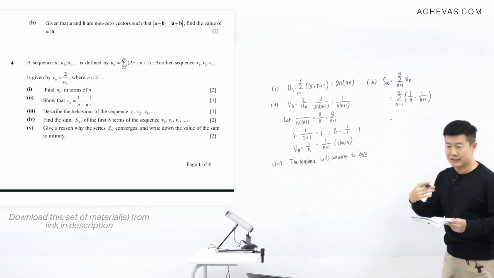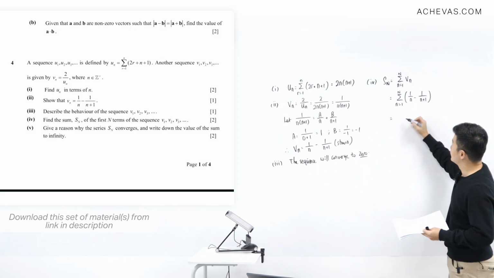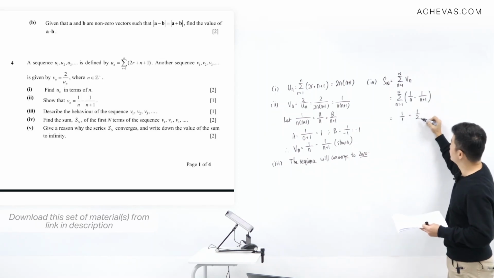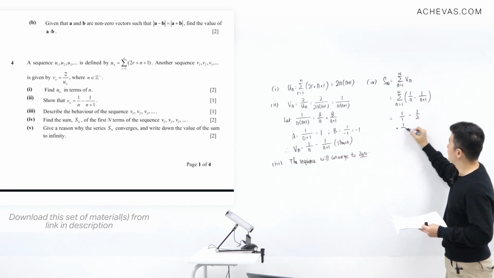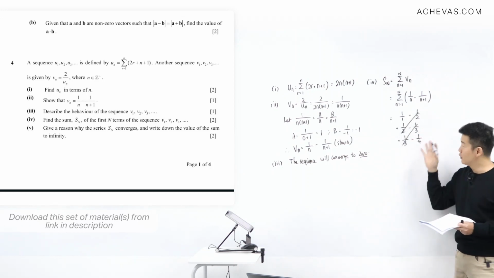Expanding this and presenting it in the method of difference structure, it is going to be equal to 1 over 1 minus 1 over 2. This is when n is equal to 1. When n is equal to 2, we have a 1 over 2 minus 1 over 3. When n is equal to 3, it is going to be 1 over 3 minus 1 over 4. So we can see the pattern of cancellation to be going this way.